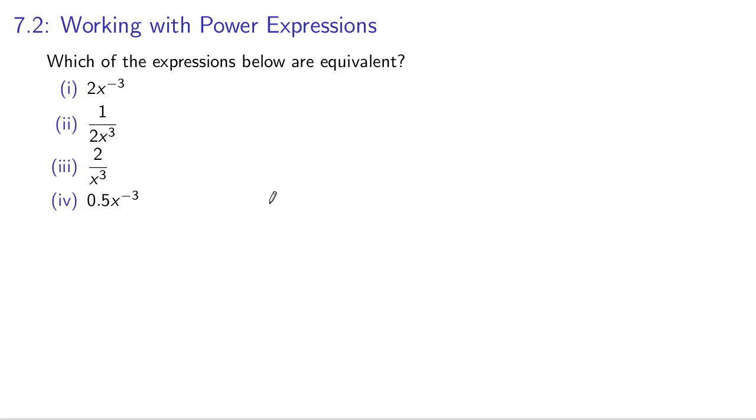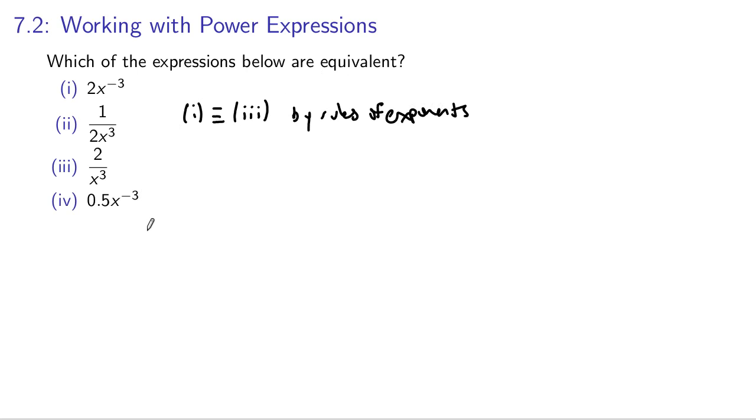Which of the expressions below are equivalent? Okay, so we have 2 times x to the negative third, 1/2 x cubed. Well, x cubed, if we bring it up, is x to the negative third, but 1/2 is not 2. But here we have 2 over x cubed, so 1 is equivalent to 3 by the rules of exponents.